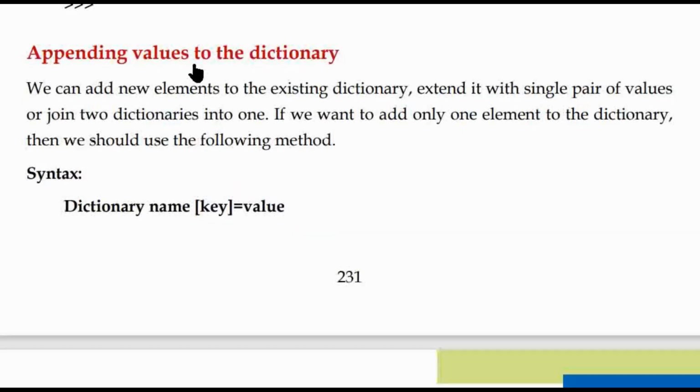Appending values to the dictionary. We can add new elements to the existing dictionary, extend it with a single pair of values, or join two dictionaries into one. If we want to add only one element to the dictionary, then we should use the following method. Syntax: dictionary name, key, equal to value.